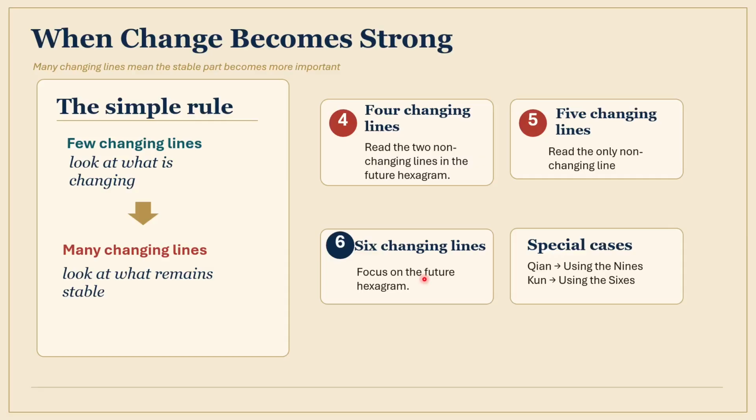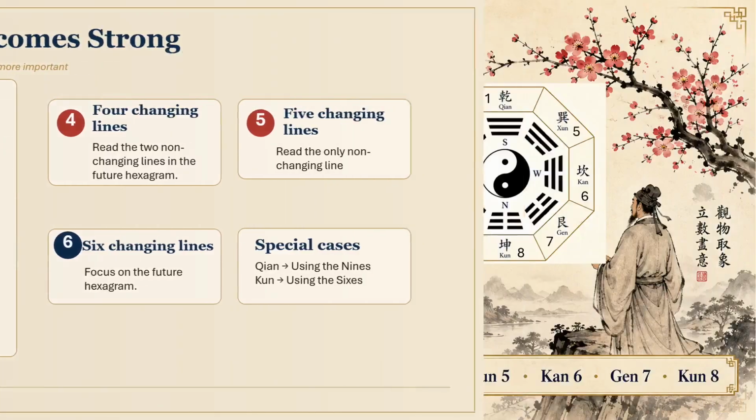So a simple way to remember this is when there are only a few changing lines, we look at what is changing, but when there are many changing lines, we look at what remains stable.